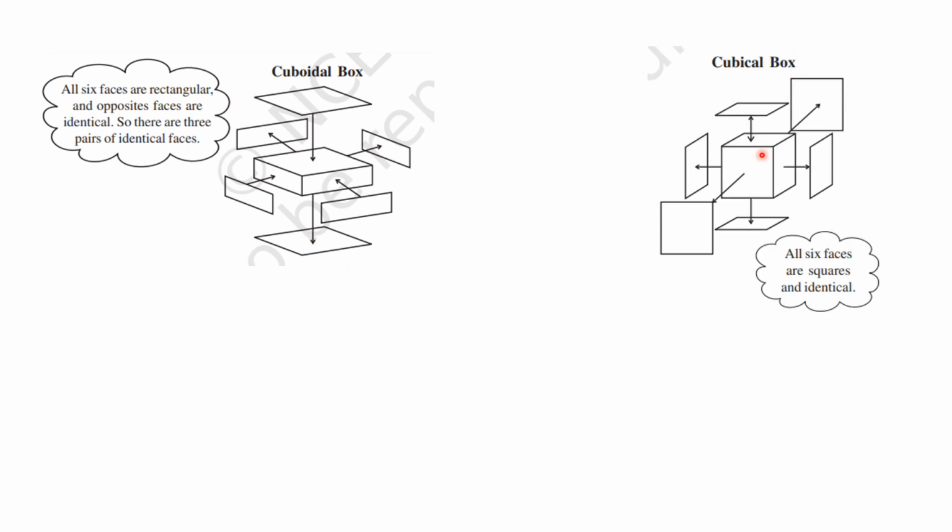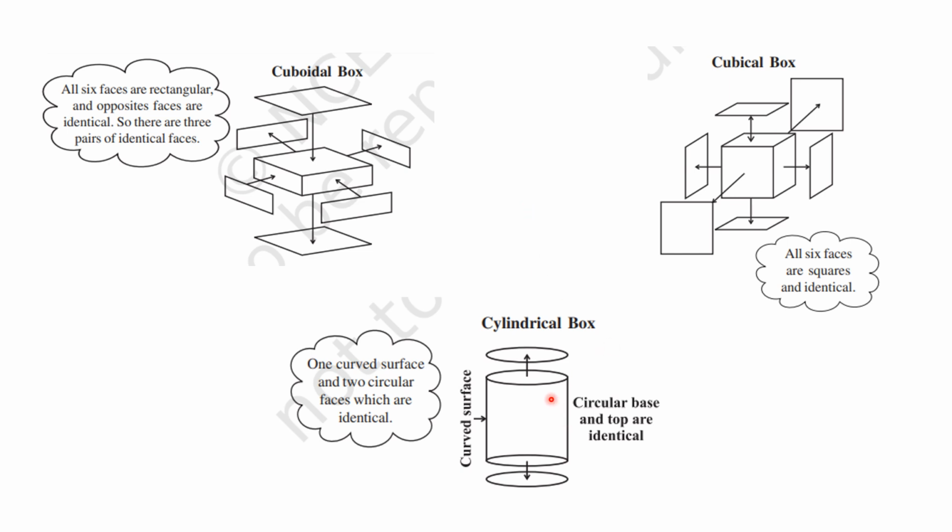Now cube. In a cube, all the faces are square and they all are identical. So all six faces are squares and they are identical also. In a cylinder, it has one curved surface and two circular base and top. If you see here, the top is also a circle, the bottom is also a circle, and both the top and base are identical. So it has one curved surface and two circular faces which are identical.